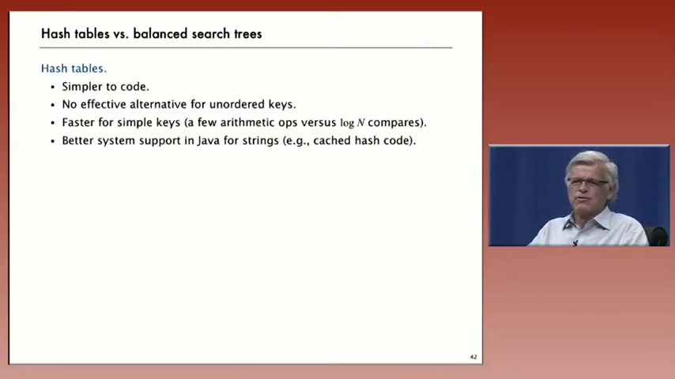What about hash tables versus balanced search trees? Well, hash tables are really simple to code, usually, if you don't have to do the hash function. If you don't have order in the keys at all, then you need the compare to implement balanced search trees. So you have to use hashing if you don't have comparison. And it'll probably be faster for simple keys to use hashing. It's a few arithmetic operations to do the hash versus log n compares for the balanced tree.